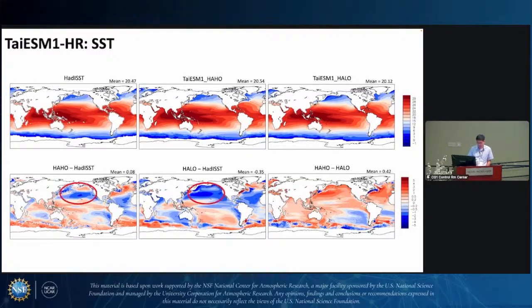So yeah, in the North Pacific, and also we can see that in the Kuroshio regions, although the high resolution ocean does not necessarily perform better in this region. We still don't know why.